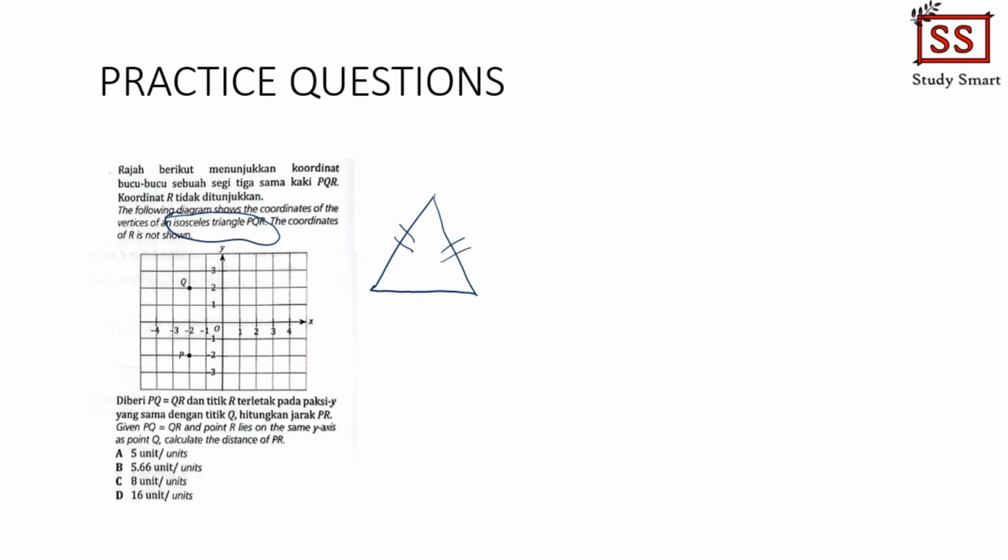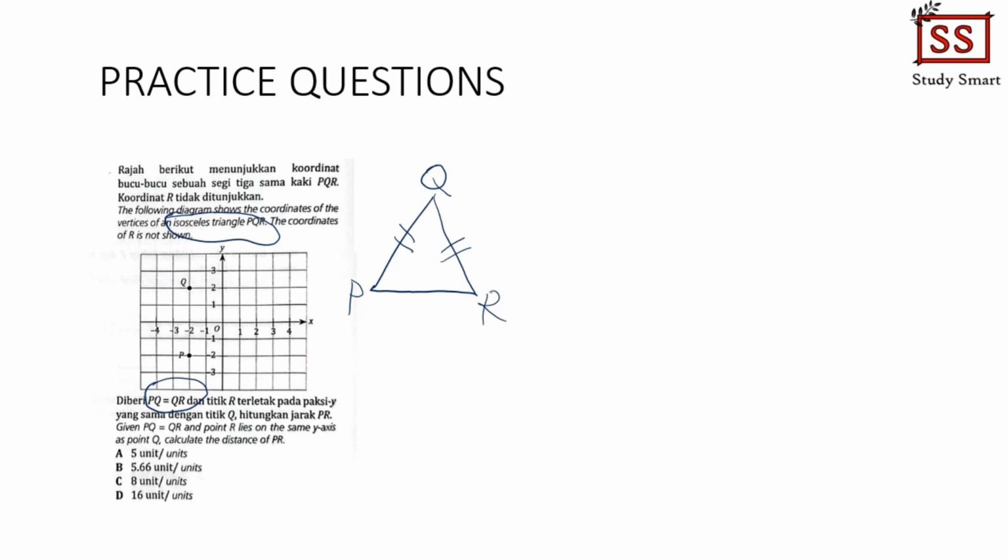Before we go into this question, you need to identify where the points P, Q and R are in this triangle. Here, given PQ equals QR, your center point should be Q. So PQ equals QR, and this is how your triangle looks, and point R lies on the same y-axis as point Q.